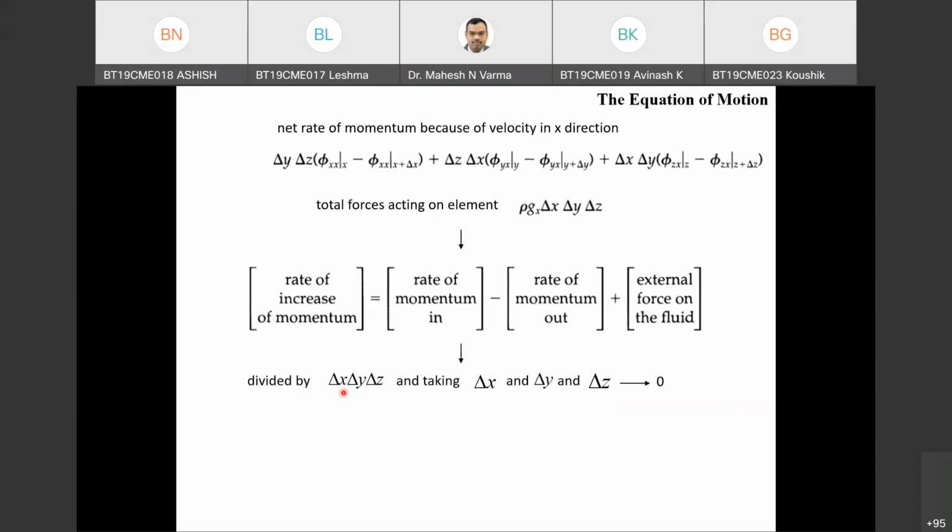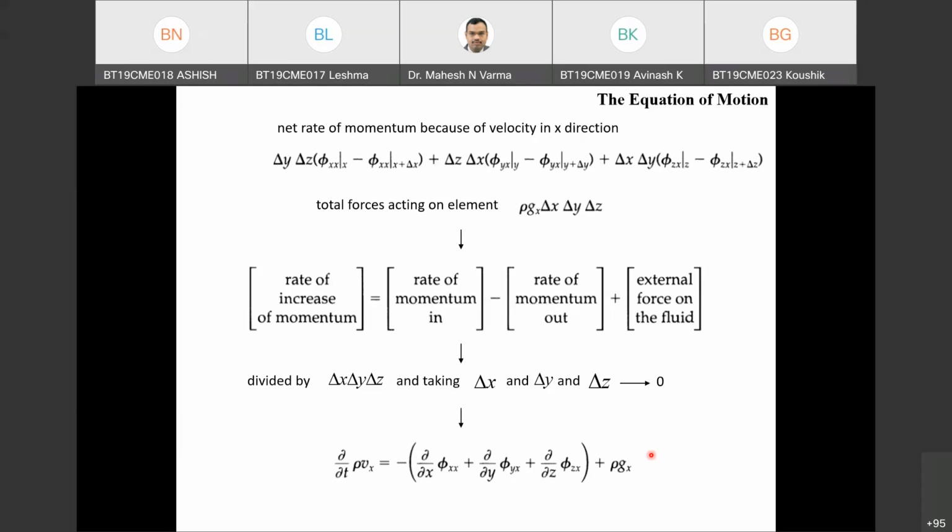So delta x, delta y, delta z, and taking delta x, delta y, delta z tends to 0, you should be getting this actually: dou by dou t of rho into Vx. So accumulation will be rho into Vx into delta x, delta y, delta z, and the variation, d by dt of this, will be accumulation, and this will be minus property at x plus delta x minus property at x divided by delta x. That is the definition of the differential equation. So this will be dou by dou x of phi xx plus dou by dou y of phi yx plus dou by dou z of phi zx plus rho gx.